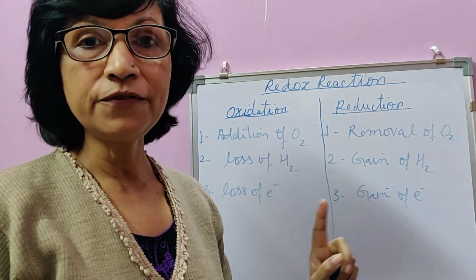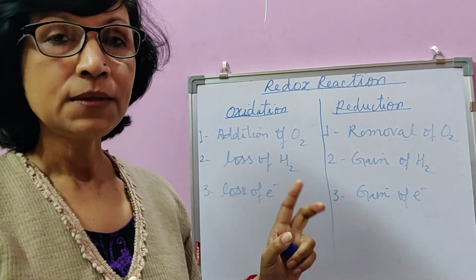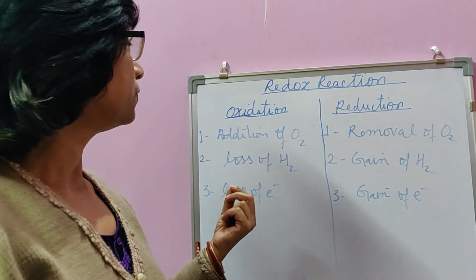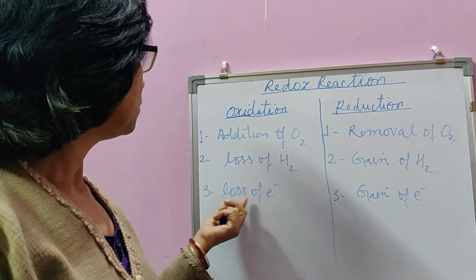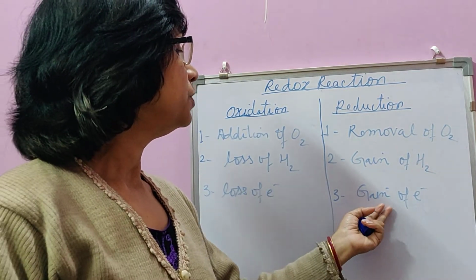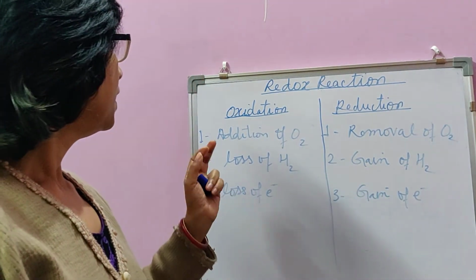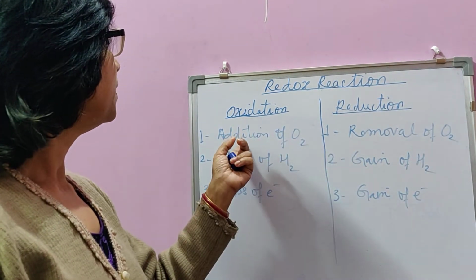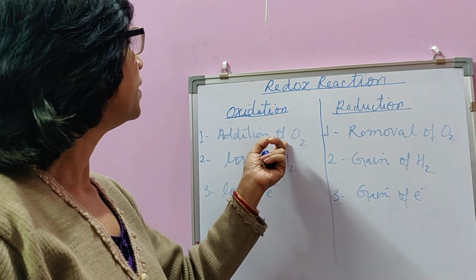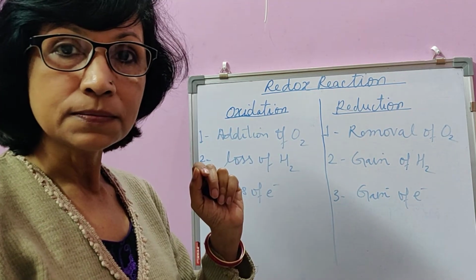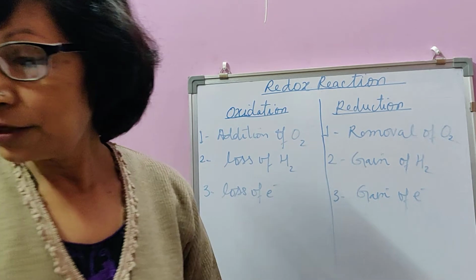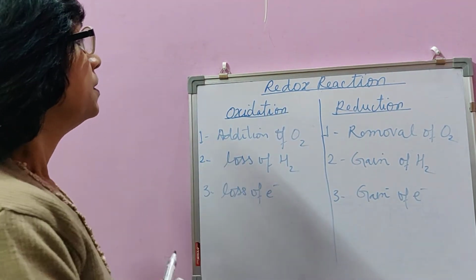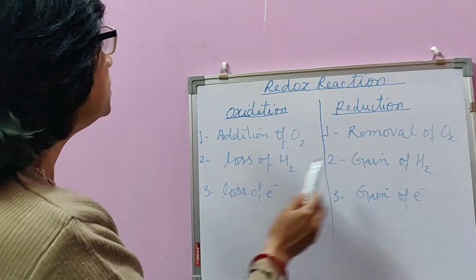Now what happens to those electrons? From where will these electrons come? If something loses electrons, then there should be a gainer of electrons as well. If hydrogen is lost, then where does the hydrogen go? If addition of oxygen takes place, then from where does this oxygen come? I will explain this with the help of an example. But first, just one more quick revision.